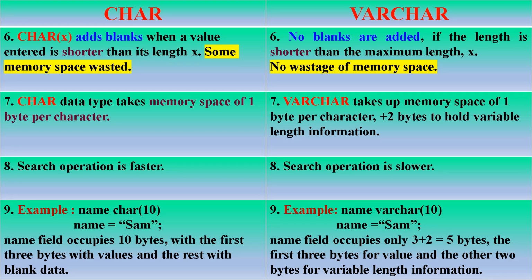Eighth point. In char data type, search operation is faster, as it stores fixed length of characters of a string. Whereas, in varchar, search operation is slower. Ninth point. Example, name char of 10. Name equals Sam. Here, name field occupies 10 bytes, with the first 3 bytes with values and the rest with blank data. Whereas in varchar, example, name varchar 10, name equals Sam, name field occupies only 3 plus 2 is equal to 5 bytes, the first 3 bytes for value and the other 2 bytes for variable length information.